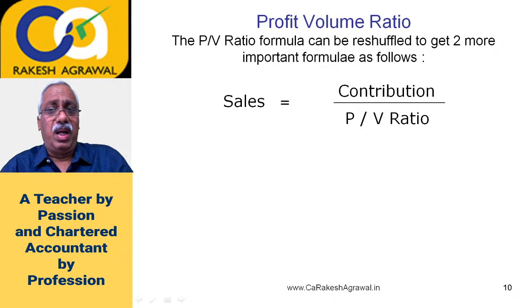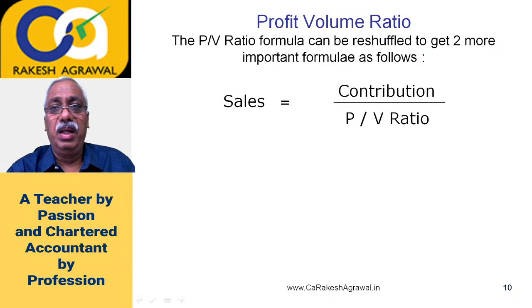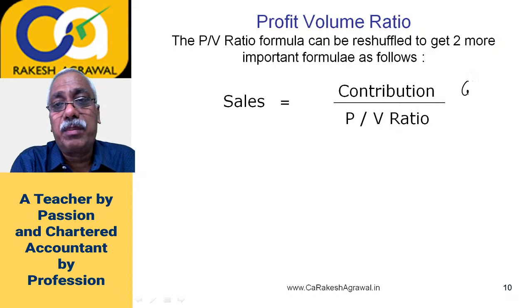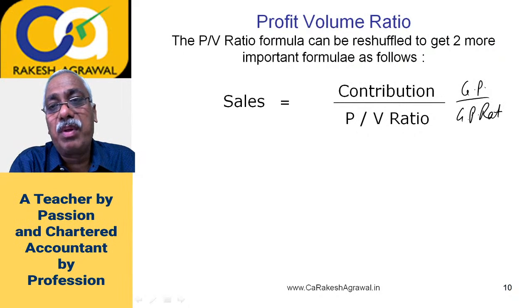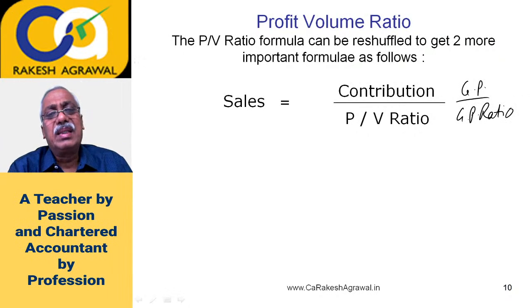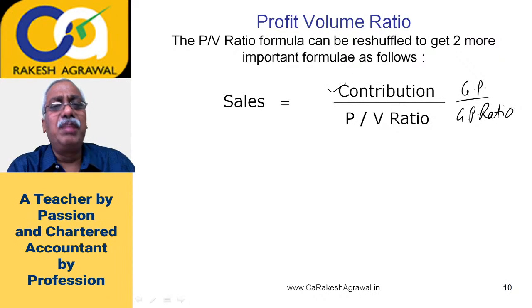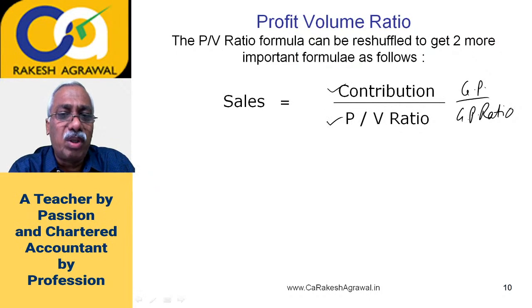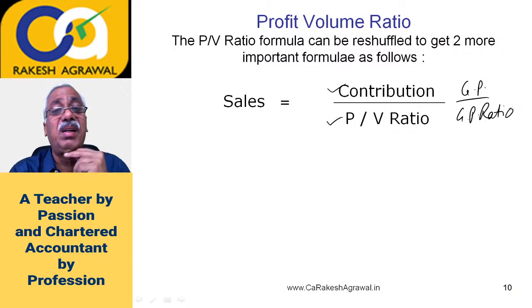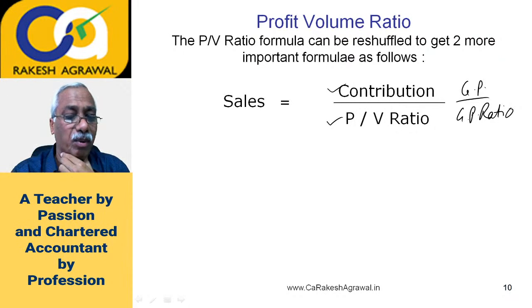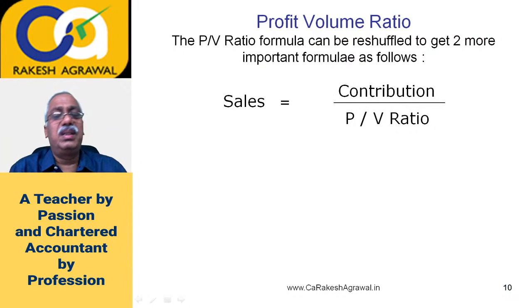If you remember your accounts gross profit ratio, it is something similar to that. In accounts you used to calculate gross profit upon GP ratio, which is sales. It is similar to that, contribution upon PV ratio. Contribution is approximately similar to your gross profit in accounts and PV ratio is approximately similar to your gross profit ratio. Not exactly, but approximately. So conceptually it is similar.